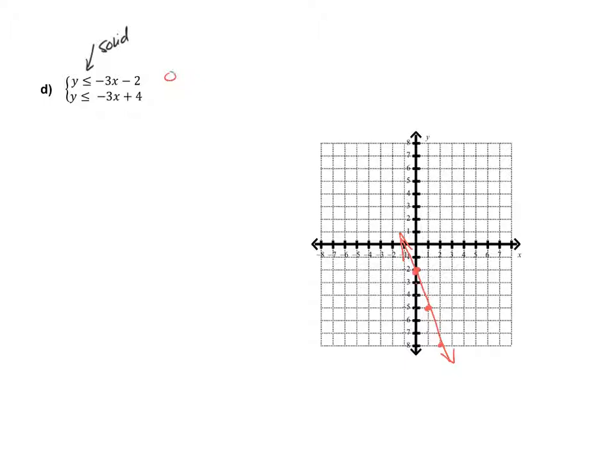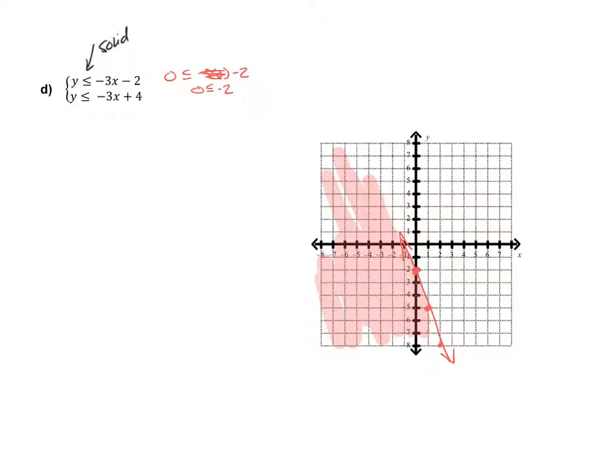Let's test our 0, 0. 0 is less than or equal to -3 times 0 minus 2. So 0 is less than or equal to -2. That's not true. So that's false. So I cannot shade the side that has 0, 0, which would be the right side in this case. So I'm shading this side.